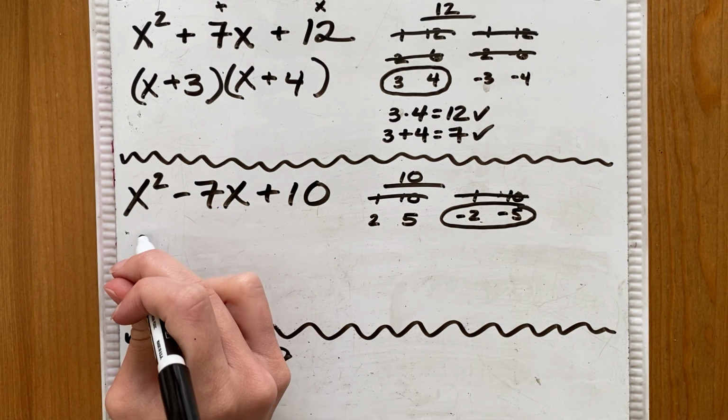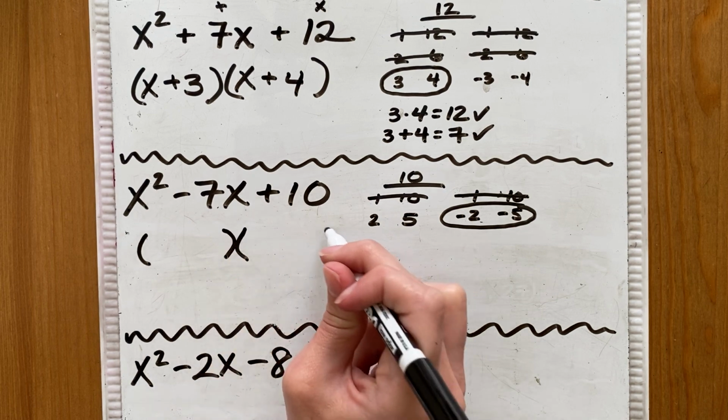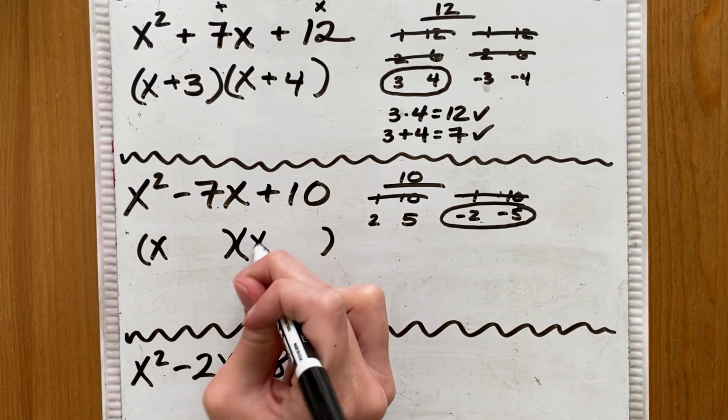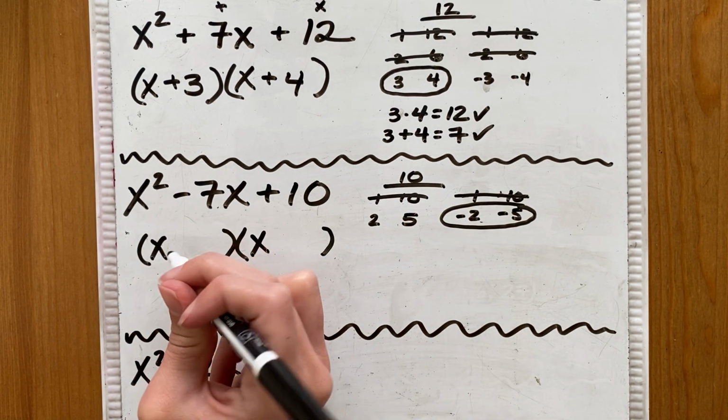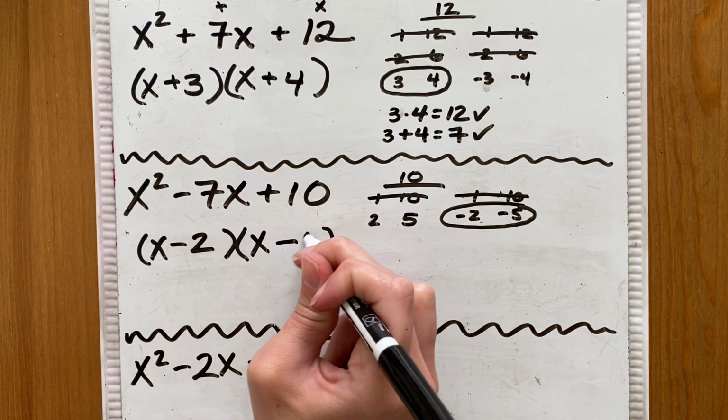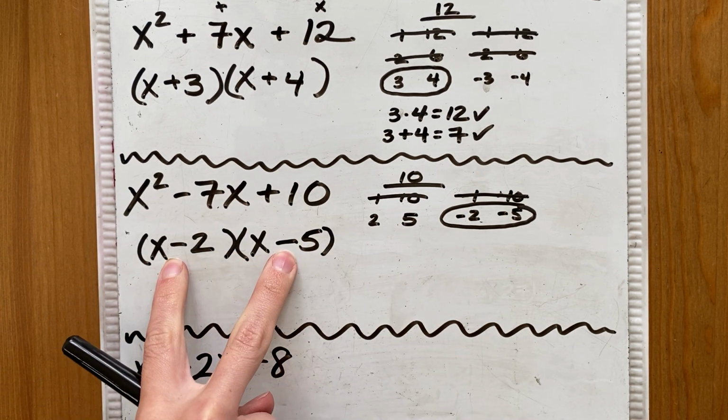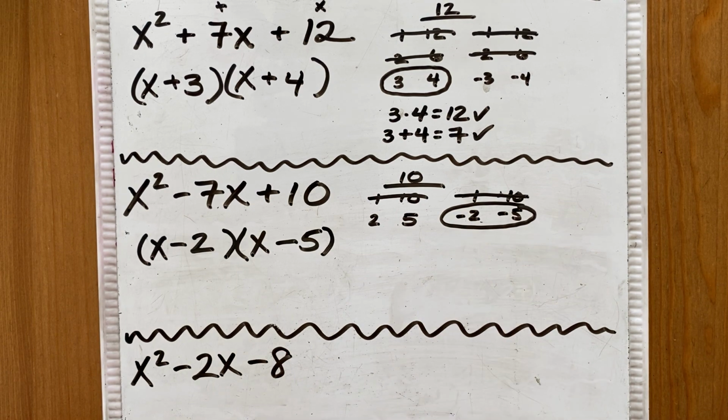So when I build my answer, we're still going to put the x's in the front. And now we chose a negative 2 and a negative 5. So notice now that our signs are minus in the middle because we chose negative numbers.